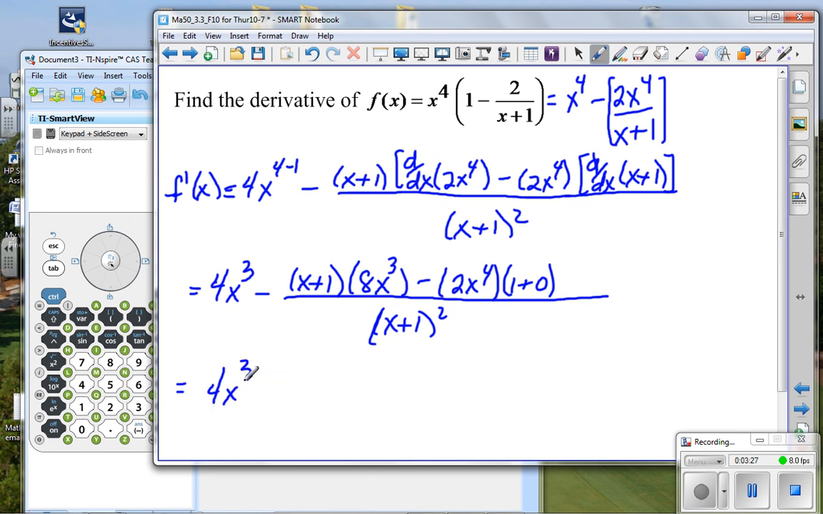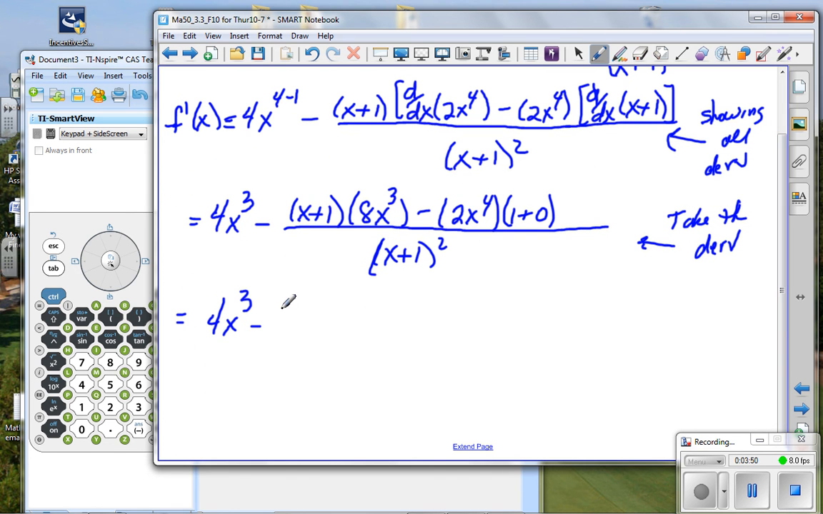equals 4x cubed minus, now this is showing all derivatives that we're going to take right here. This is where we actually take the derivative. And remember, you now need to show 2 more lines of algebra. So let's see, this would then be 8x to the fourth plus 8x cubed minus 2x to the fourth divided by x plus 1 quantity squared.